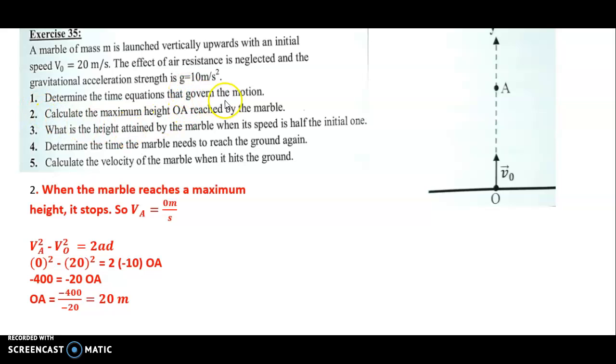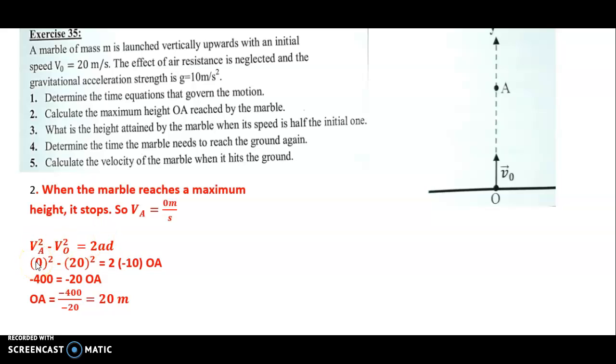To calculate the maximum height OA reached by the marble. When the marble reaches a maximum height, it stops. So vA equals 0 meters per second. Now I want the maximum height, I want the distance, and I'm not given the time at which it reaches its maximum height. So in order to avoid doing two steps, calculating the time, then finding the distance, which represents here the height, we can simply use this formula also from the previously discussed lesson.